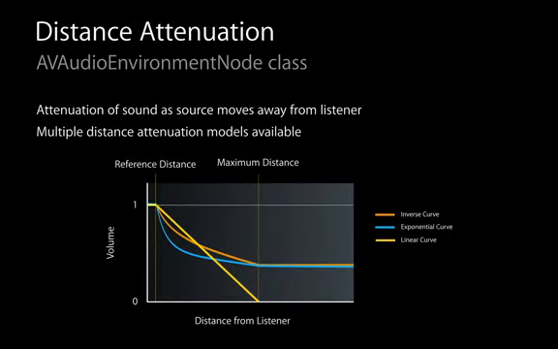You also have distance attenuation in the environment, which is just the attenuation of sound as the source moves away from the listener. So in this graph, there are 2 points of interest. There's the reference distance, which is the distance above which we start applying some amount of attenuation. There's also the maximum distance, which is the point above which the amount of attenuation being applied is capped. So all of the exciting stuff happens between the reference distance and the maximum distance. And in that region, we have 3 curves that you can pick from.